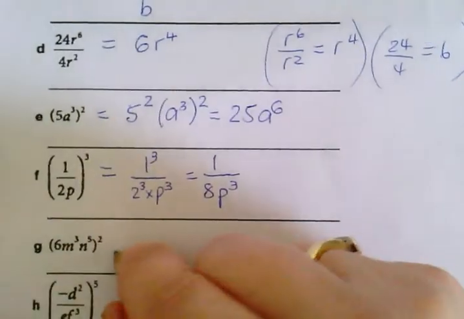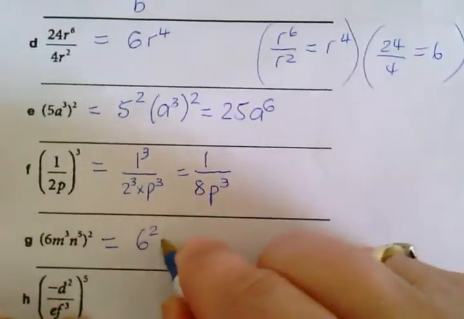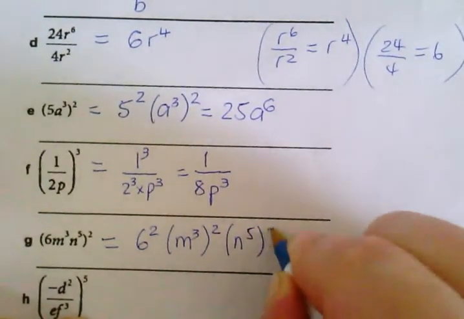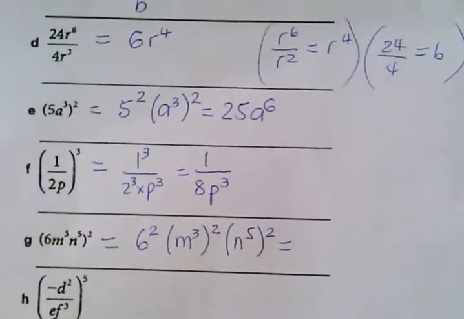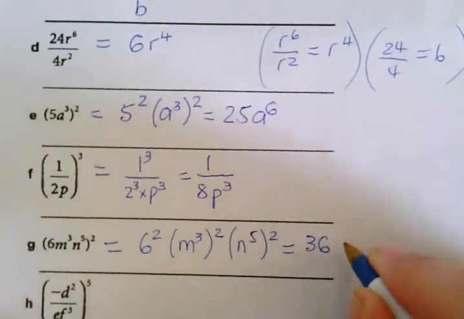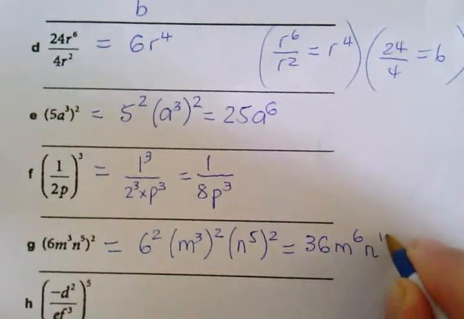The next one, let's use that method. 6 is squared, m^3 is to the power of 2, n^5 is to the power of 2. See how everything is to the power of 2? What do we get? 36, m to the 6, n to the 10.